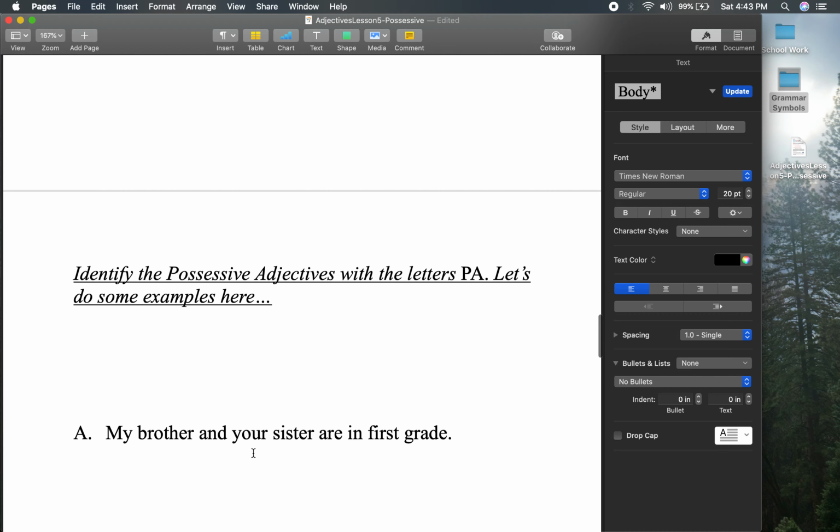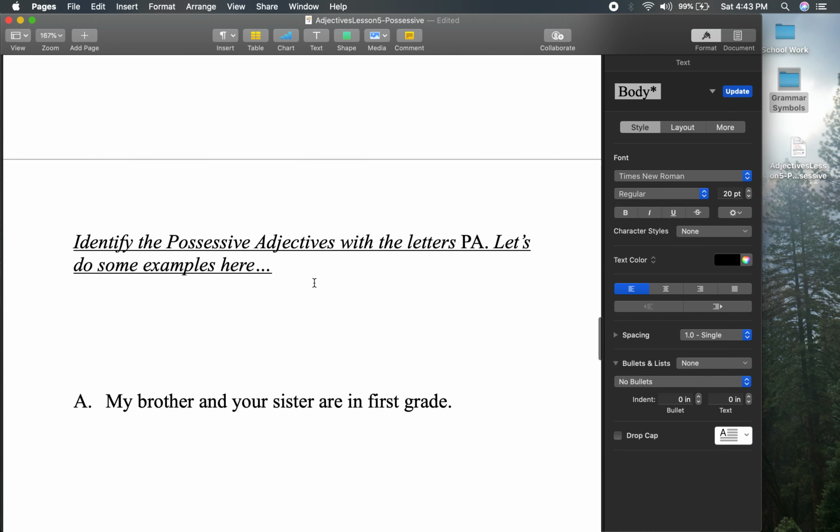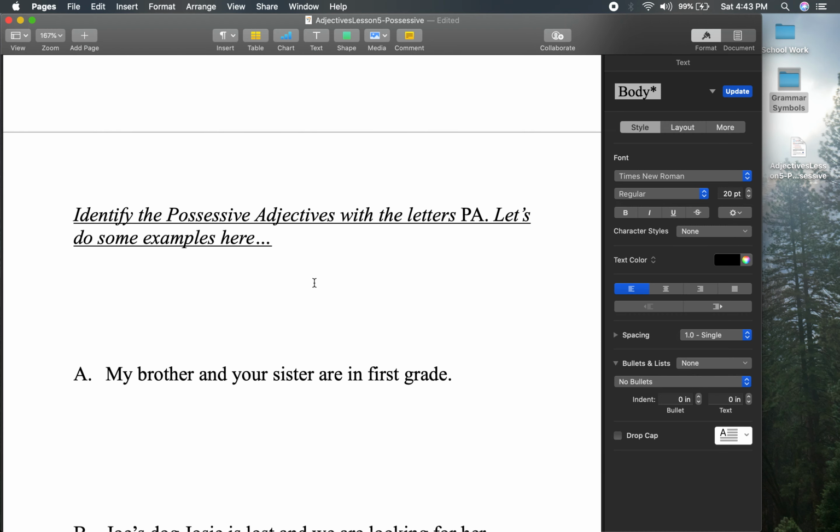All right, so let's get to work here. Let's identify the possessive adjectives with the letters PA, and let's do some examples. And of course, let's also do the ones we already know at this point. I believe we know indefinite and demonstrative and numeral. So we got a lot of things that we know, so let's just go for it. So my brother and your sister are in first grade. Okay, let's start with our nouns.